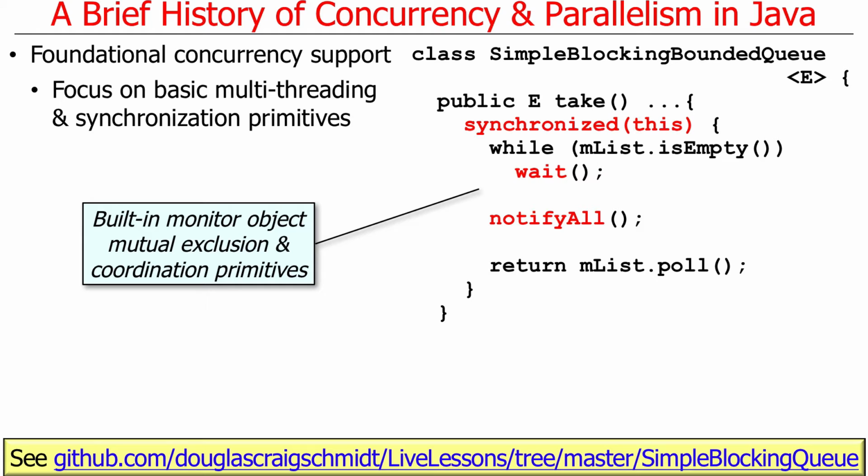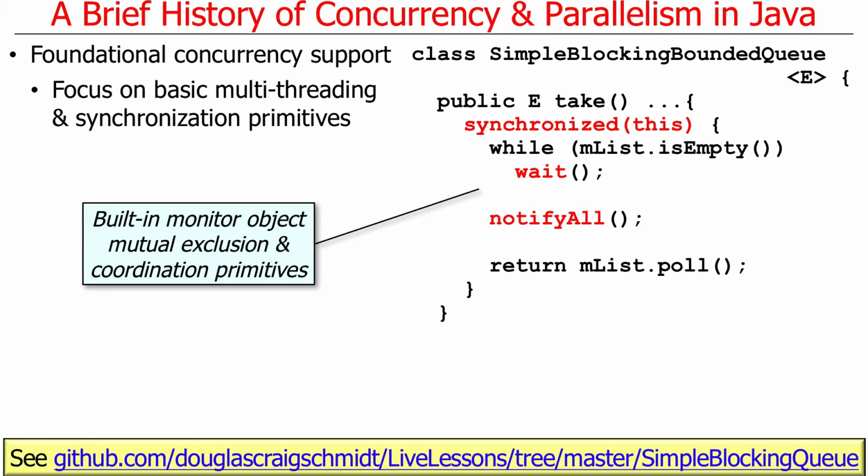So here's a simple example. Here's a method from our simple blocking bounded queue called take. The semantics of take are you're going to block until there's something in the queue, and when there's something in the queue, you can take it. You can retrieve it and go on your way. And the way that works is we use a synchronized statement, which says only one thread at a time can be in this critical section, which is everything between the opening curly brace and the closing curly brace.